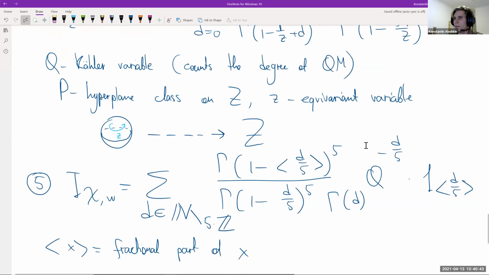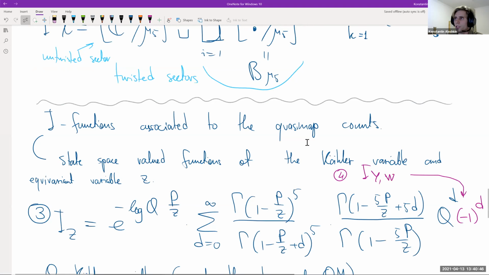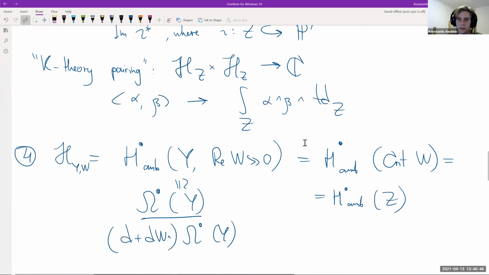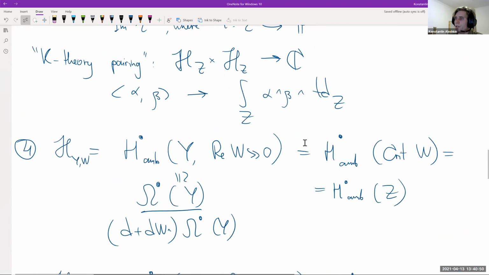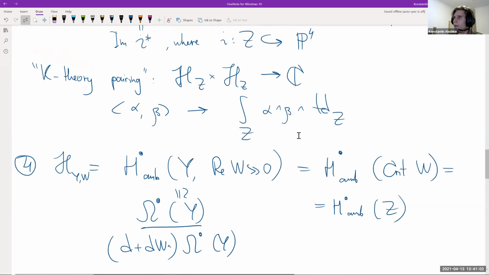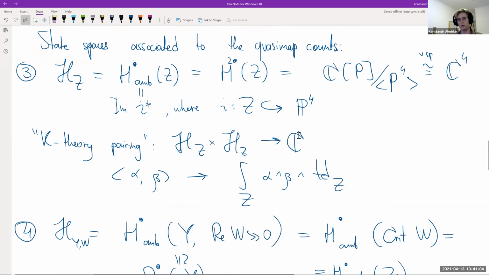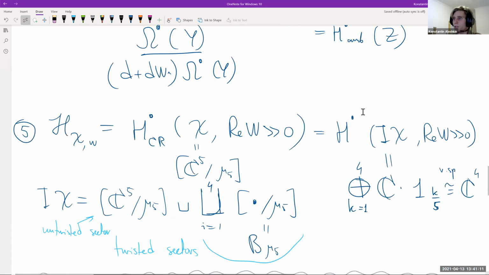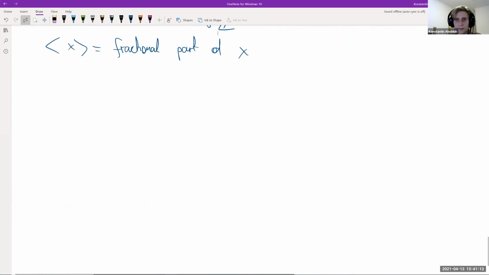So those are some special functions associated to these 3 theories. And the point is that these functions satisfy the same differential equation in the Kähler variable q. And in fact, one function can be obtained as an analytic continuation of another. And this is what I'm going to describe right now.